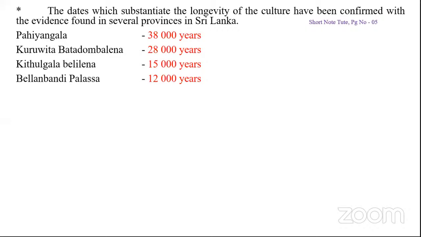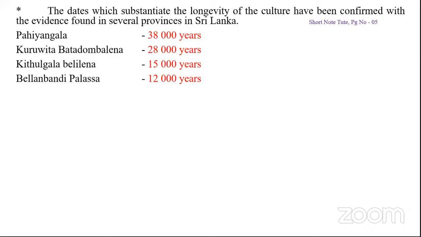So if they are sure, then you have to write the answer like what? 38,000 years, Pahiyangala, right? Kuruvita Batatambalena, the soil layer that we find evidences about the Stone Age man is how many years old? It is 28,000 years old. Kitulgala Belilena, 15,000 years. Bellanpelli Palace, 12,000 years. So the Stone Age man of Sri Lanka were living in different time periods. So that means Pahiyangala, before 38,000 years, there were people. Kuruvita Batatambalena, 28,000 years. Kitulgala Belilena, 15,000 years. And Bellanpelli Palace, 12,000 years.